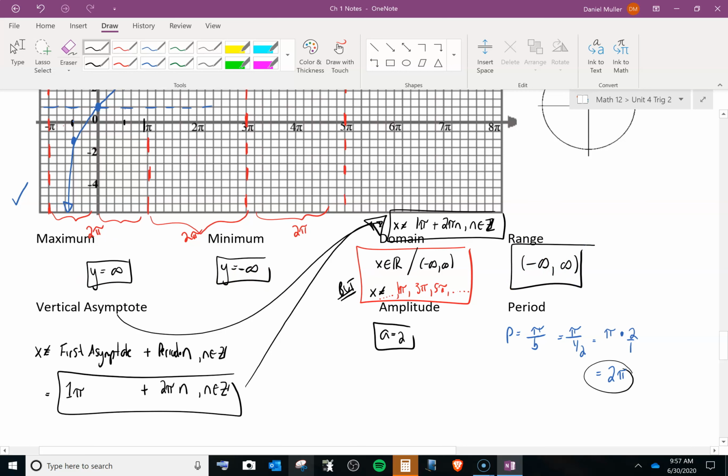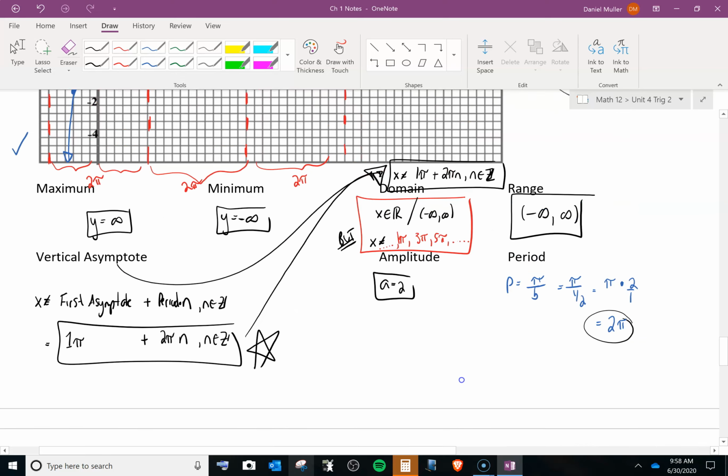So what is the most difficult part about this? It would be finding out where your vertical asymptotes are. If you can do that, then you can do this. It's just x is an element of the reals, except it's not allowed to be, and you just copy it down here. So this is probably the most difficult part of all of these.